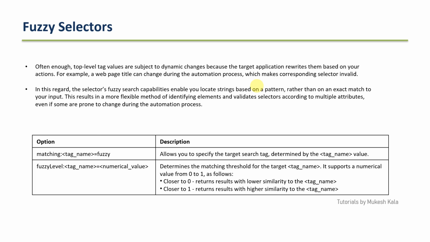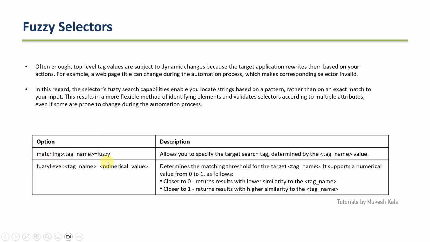For this, the selectors' fuzzy search capabilities enable you to locate a string based on patterns. You can teach the robot to work with patterns inside the selectors. How does that look and how does that work? We will show in a demo. But before that, whenever you are using fuzzy selectors, you need to understand that you have two options. The first option is called matching, and the second option is called the fuzzy level.